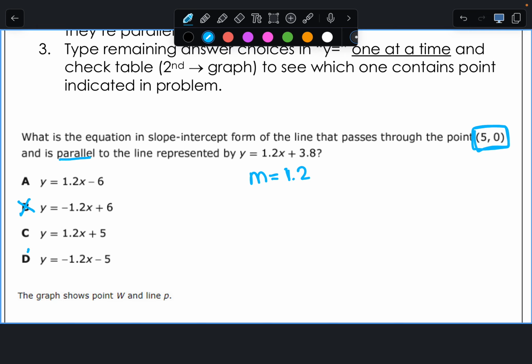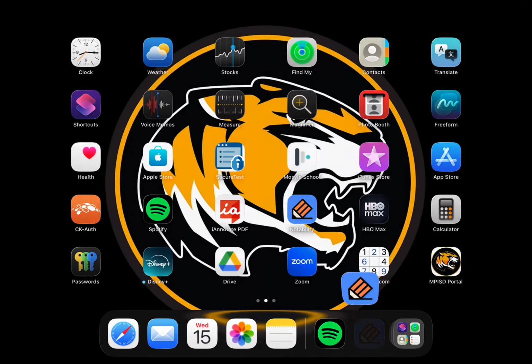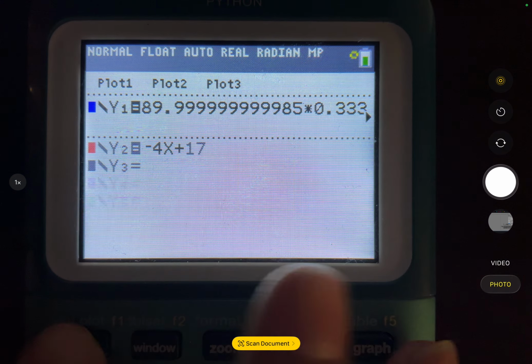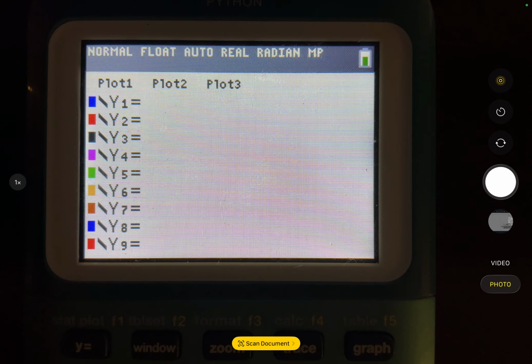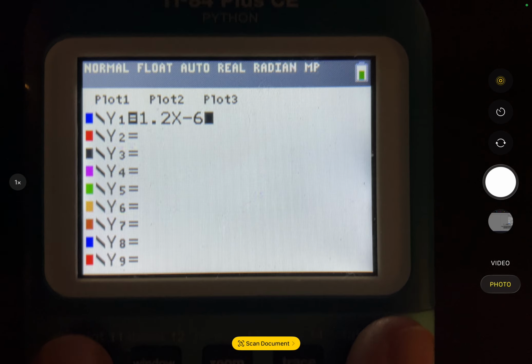B and D. Now from there, if you look at your answer choices, they're all in y equals form. So you can type those into y equals in your calculator and see which ones contain that point (0, 50). And that's what we're going to do, starting with the first one. First answer choice is y is equal to 1.2x minus 6. Then you go to your table.